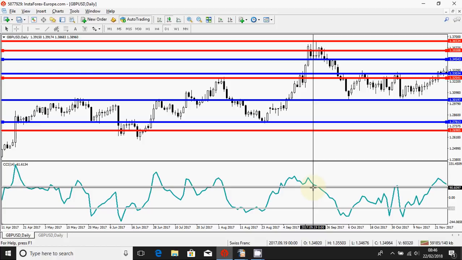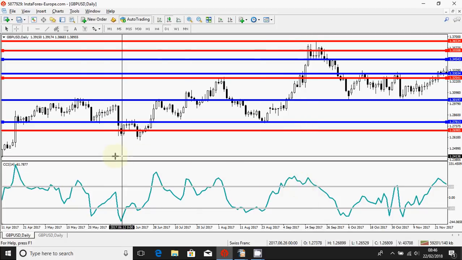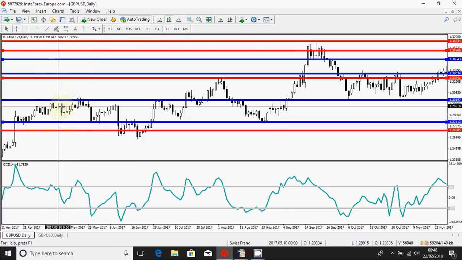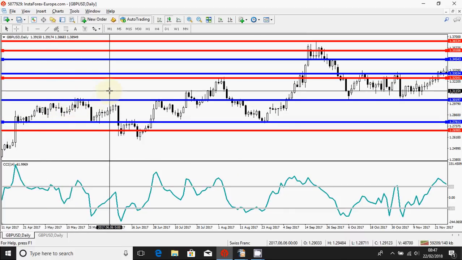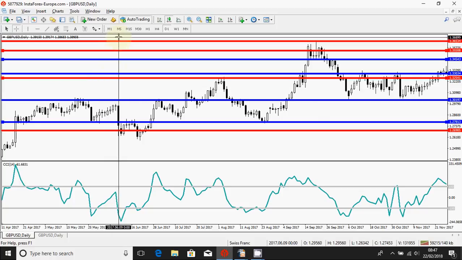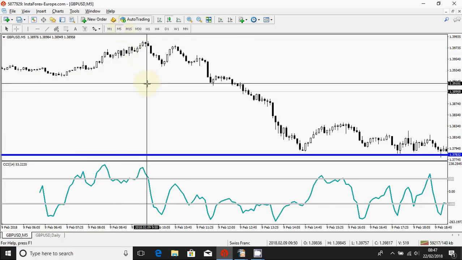Rule number 3. Instead of mentally noting where an area of resistance is, use a thick solid line that can be found in almost any charting package. So instead of saying, I know that there's a resistance or support here, you should always use a line to identify it. For example, let's go to a lower time frame.